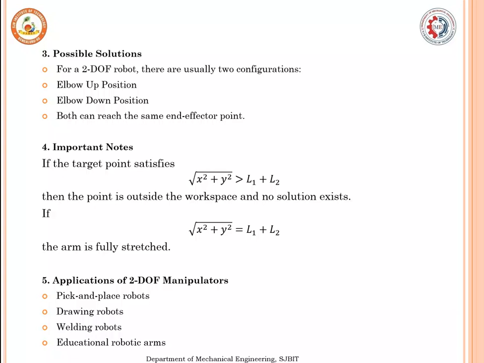For the possible solutions in the case of a 2-degree freedom robot, there are two configurations: one is the elbow up position, the other is the elbow down position. Both can reach the same end effector point. This is the possible solution. Here, if the target point satisfies root of x square plus y square greater than L1 plus L2, the point is outside the workspace and no solution exists. When root of x square plus y square is equal to L1 plus L2, the arm is fully stretched.